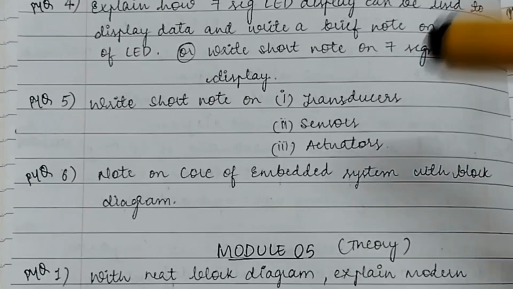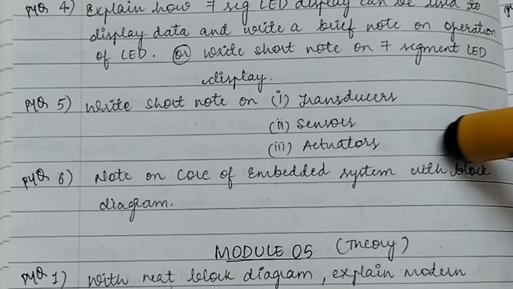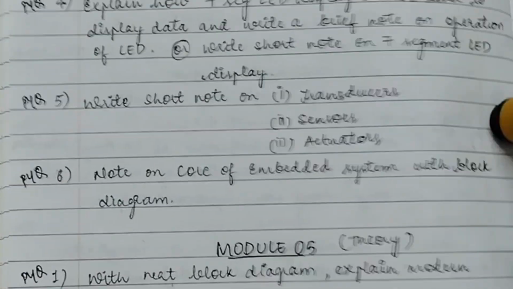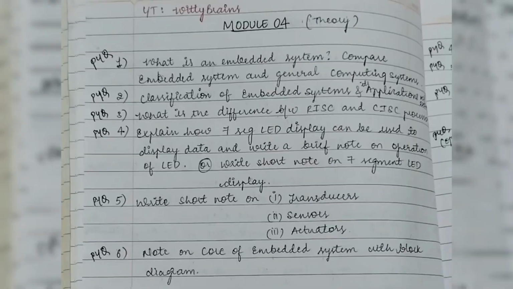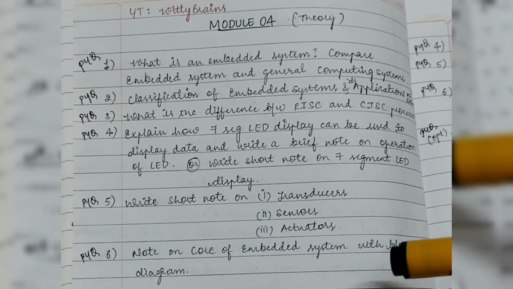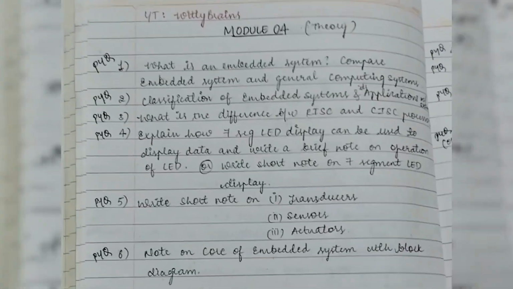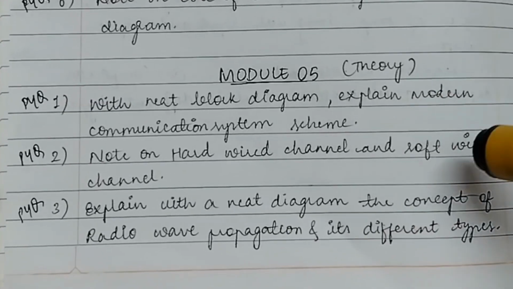Then next question is, write a short note on transducers, sensors, actuators. All these three will be asked at once, right? Short note on these three. Then next question is note on core of embedded system with block diagram. Okay, so then yeah, that completes our module 4. Moving on to module 5.